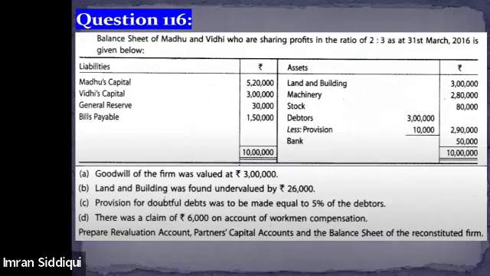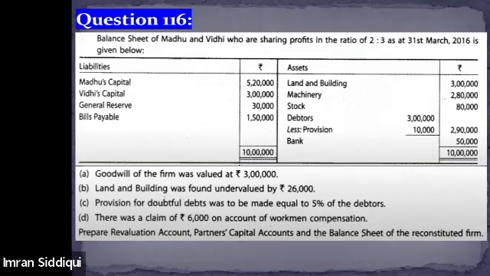Question is telling us that there are two partners, Madhu and Vidhi, whose profit sharing ratio is 2:3. The balance sheet is given in the question, and on the asset side, we can see that there is land and building, machinery, stock, debtor, less provisions. So the value of the debtor is 2,90,000. Just avoid the value of the provision. Bank is 50,000. Madhu's capital account and Vidhi's capital account balance is given.